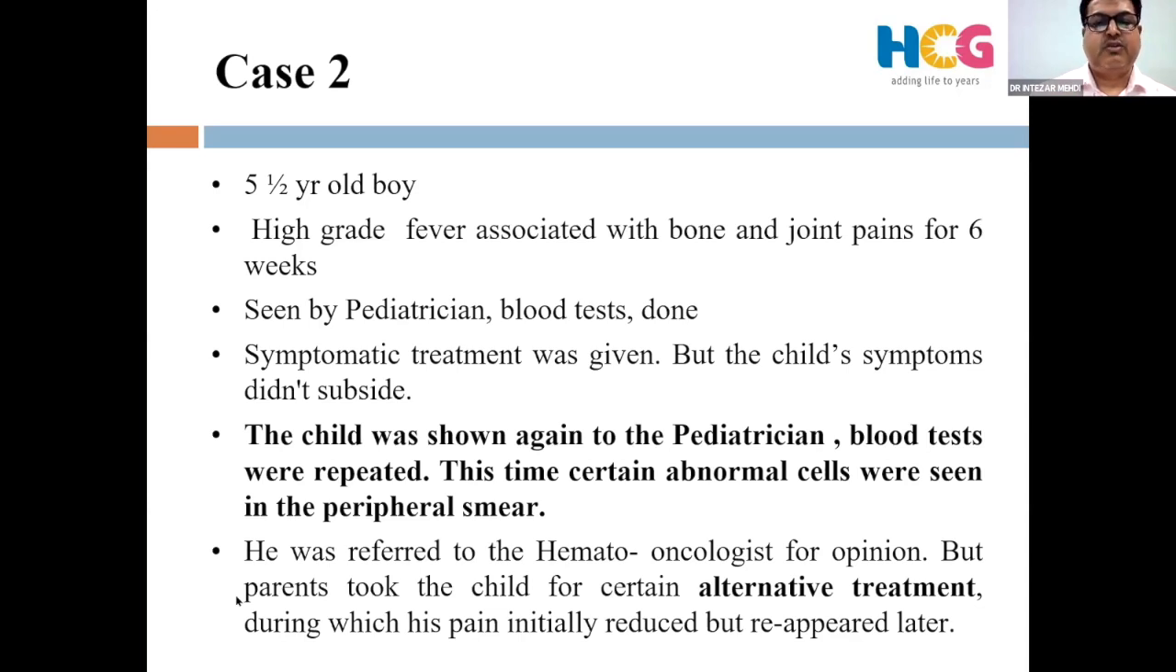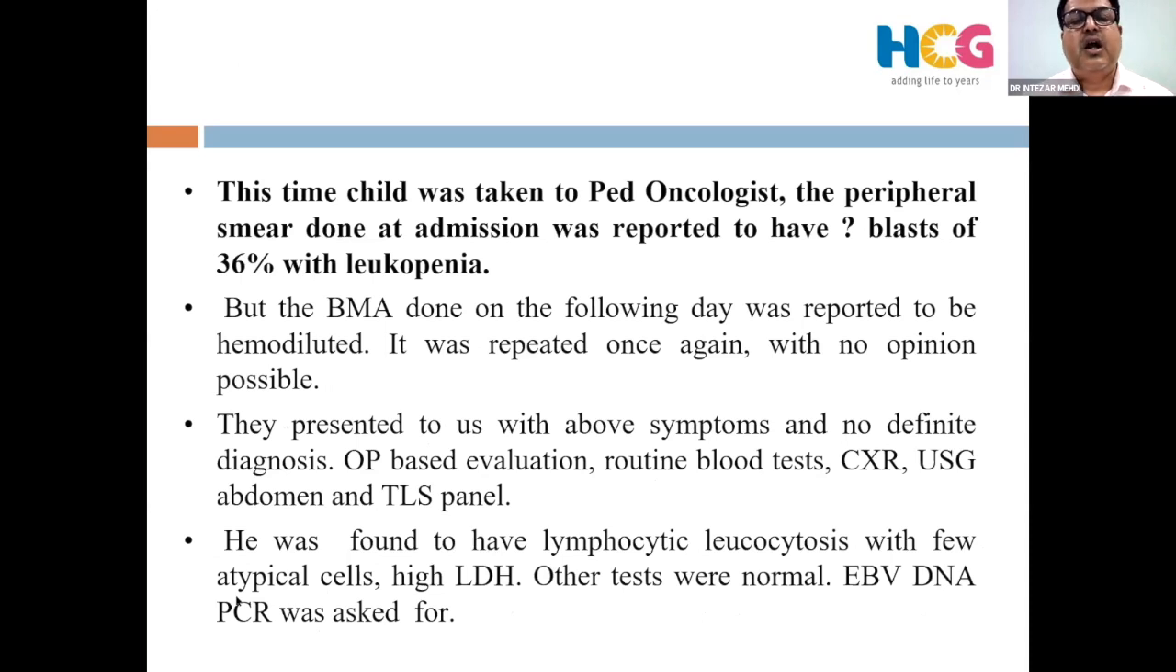But like it happens so often in our country, unfortunately, the parents took the child for alternative treatment. And a few days later, symptoms persisted, so the child is brought to a pediatric oncologist. Peripheral smear is done elsewhere. It is reported to have some blasts with leukopenia. Next day, bone marrow is done. Unfortunately, it's hemodiluted. No opinion possible. It is repeated again, but unfortunately, no opinion possible. Then the family has gone back to alternative treatment again. And a few months later, down the line, they came to us with the above symptoms, no definite diagnosis.